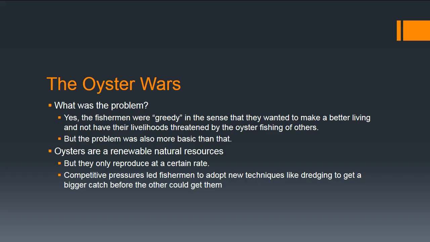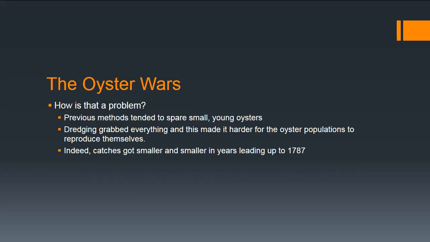And competitive pressures ended up leading fishermen to adopt new techniques to harvest oysters, like dredging. And what dredging would do was you'd get a bigger catch, and you could get the catch before other people would get them. But that's a problem, because the previous methods that didn't rely on dredging tended to spare small oysters, so young oysters. Young oysters are generally smaller than large oysters.